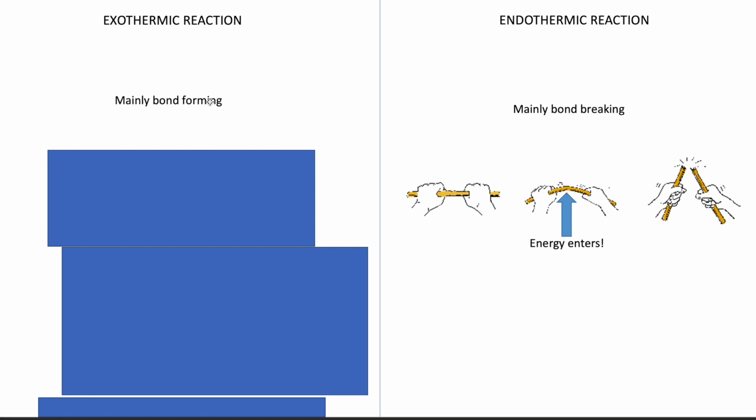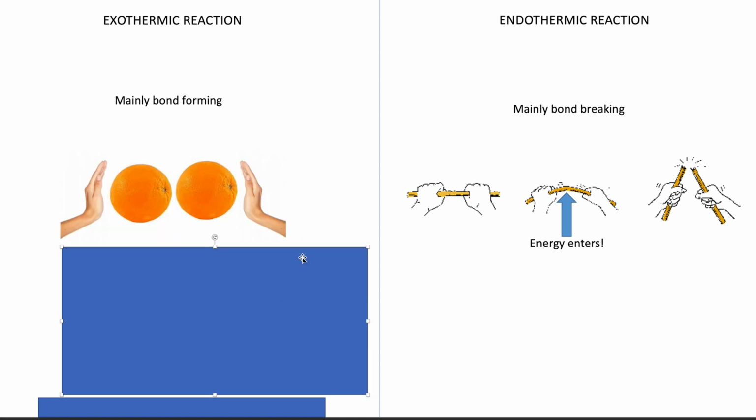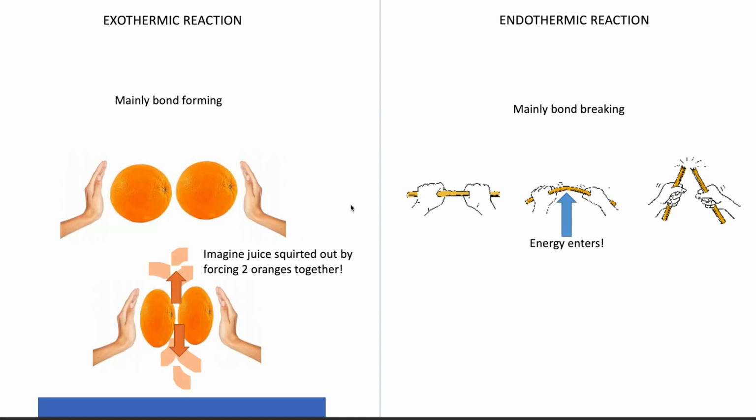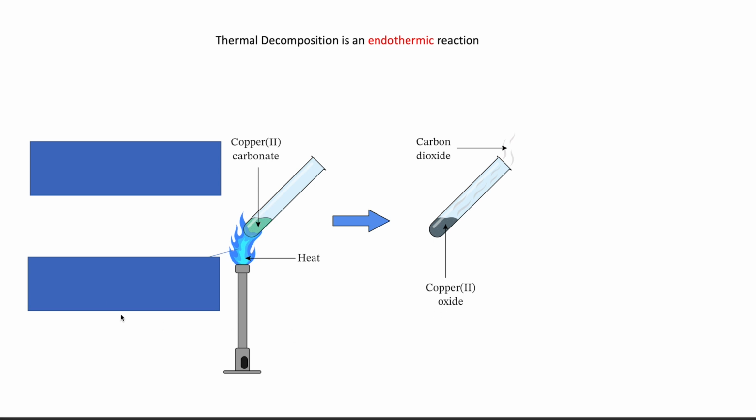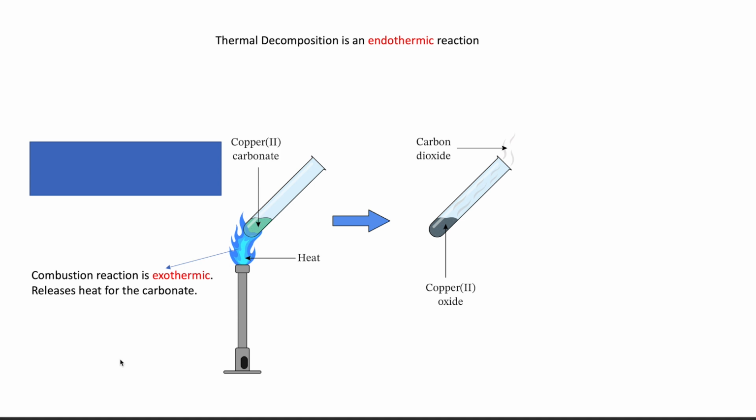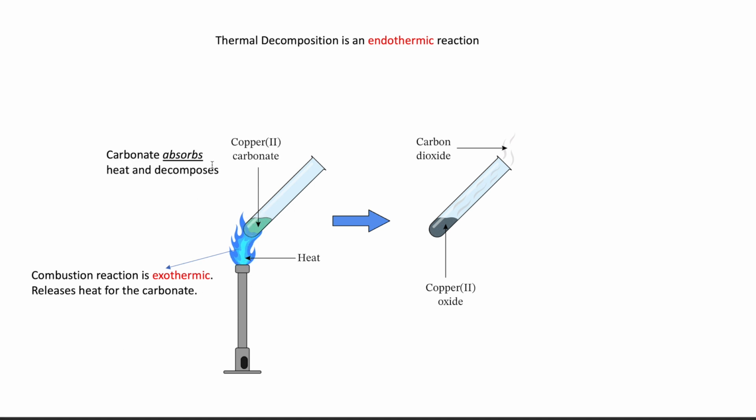Exothermic reaction mainly is about bond formation. I like to imagine myself forcing two oranges together and the juice will be squirted out. It's like bond forming and energy is released. So thermal decomposition is one example of endothermic reaction. Subjecting carbonate to heat will give you an oxide and the carbon dioxide. Do not confuse thermal decomposition with combustion because combustion happens at the Bunsen burner. Thermal decomposition happens inside the carbonate.